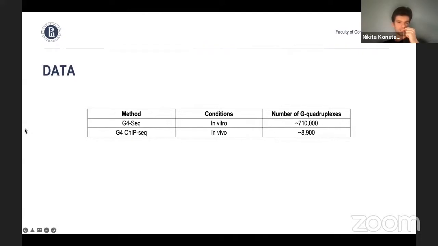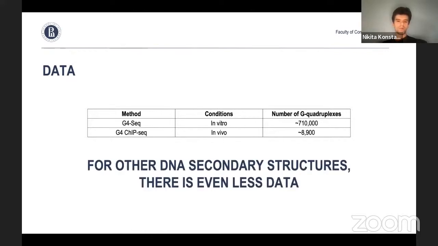So what about datasets? For humans, there are two datasets. One was taken in in vitro conditions. It's the G4-seq dataset, and we have around 700,000 G-quadruplexes. And the G4 ChIP-seq dataset is an in vivo dataset. It contains around 9,000 quadruplexes. For other DNA secondary structures, there is even less data. For example, for Z-DNA, there are just 400 samples in datasets.